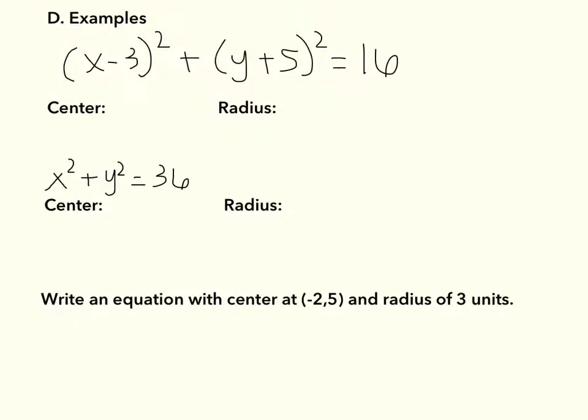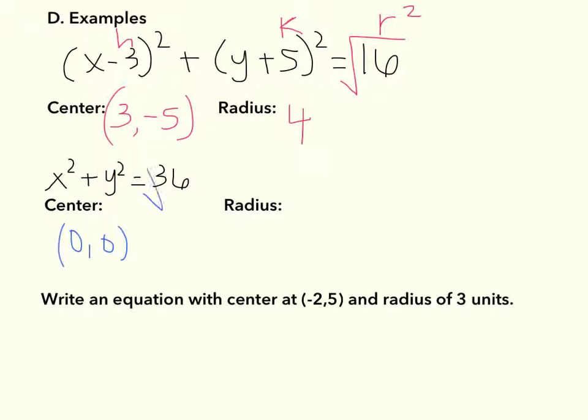Alright, so on the examples, we've got x minus 3 squared plus y plus 5 squared equals 16. So the center is my h and k. Remember, this was an h, this was a k. And we just changed the signs. So our center is (3, -5). And our radius, remember on our equation, this was r squared. So our radius is the square root of that number there, which is 4. So on the next example, our h and k, there's nothing there, so that's (0, 0). Our center is at the origin, and our radius is 6.